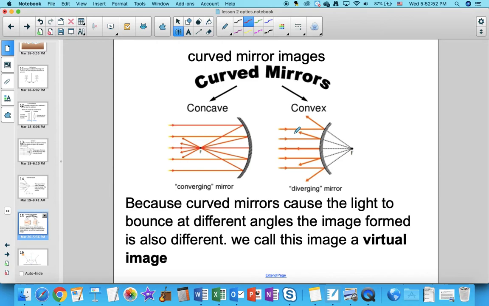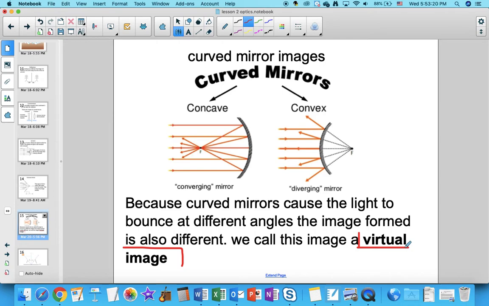Because curved mirrors cause the light to bounce at different angles, the image formed is also different. You're not going to get a nice mirror image. We call the image created by these types of mirrors a virtual image because they're not actual accurate representations of what's being seen, right? If you stand in front of a concave mirror, you'll look upside down and closer to the mirror than you actually are, right? So we call that a virtual image.